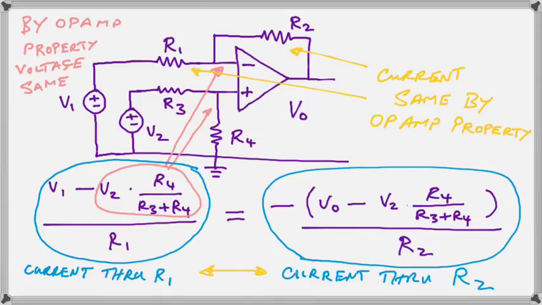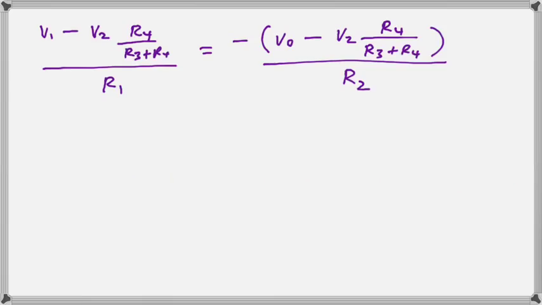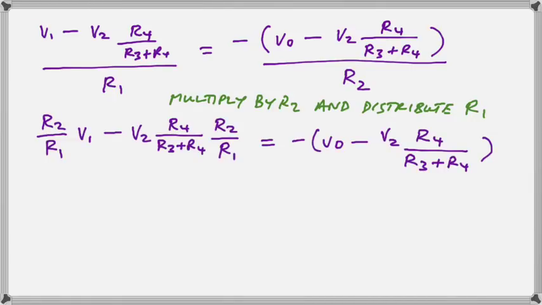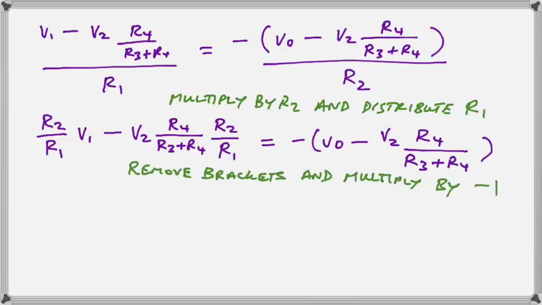for some algebraic manipulation. Now, I've reproduced the equation here at the top of the board, and we are now going to rearrange and solve this equation to get it into the same form as we got with the superposition. First, we are going to get rid of the R1 and the R2 in the denominators. Next, we are going to remove the brackets and multiply by -1 throughout so that we can have VO as a positive term.